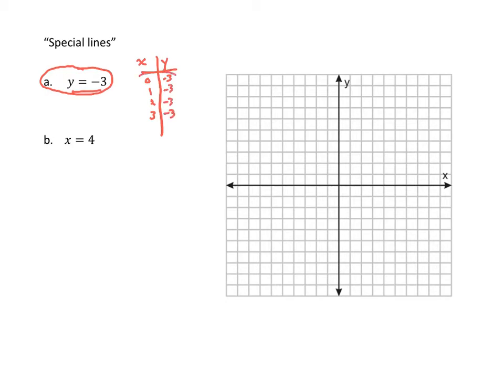Notice that the y-intercept is -3. When the equation is y equals -3, the y-intercept is -3. And those other points, (1, -3), (2, -3), (3, -3), they lined up on a horizontal line.